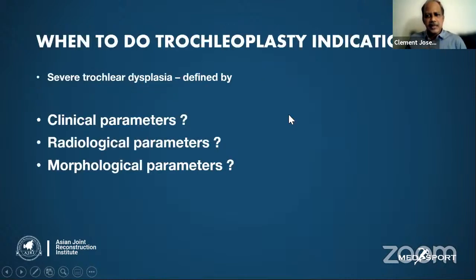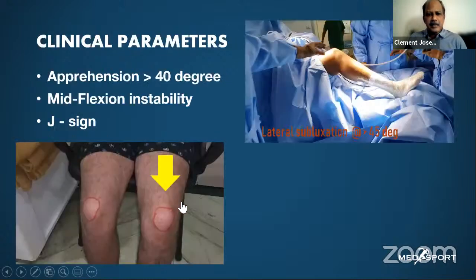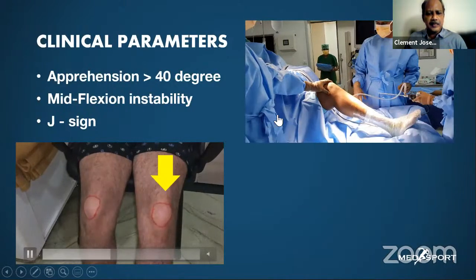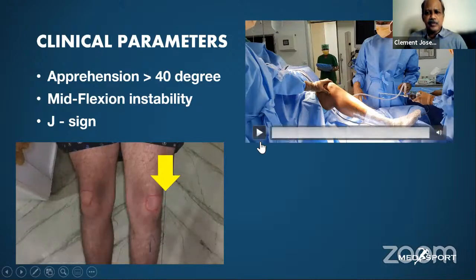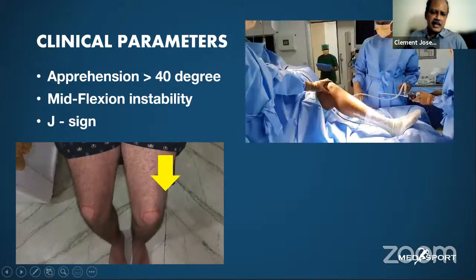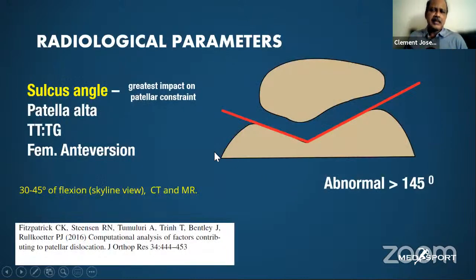So when to do trochleoplasty? The indication would be a severe trochlear dysplasia, but how would you identify them? You can use clinical parameters, radiological parameters, as well as morphological parameters. Clinical parameters include a J sign, which indicates insufficient MPFL in a patient, and it is very important to look for mid-flexion instability, where even after flexing above 40 degrees, the patella can be easily subluxated out of the groove. That indicates significant trochlear dysplasia. The other reason for mid-flexion instability would be patella alta. Because of the long tendon, the patella fails to engage into the groove.